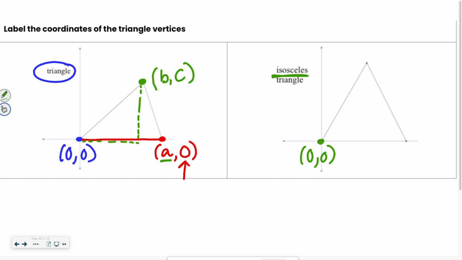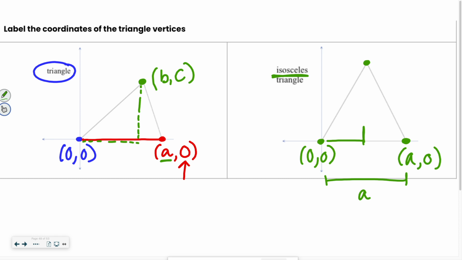All right, let's move over. So if I come over here, well, I don't know how far over I went, so I could call it A. And I went up 0. Now for this vertex angle spot here, that last vertex, something we know about an isosceles triangle is that it's directly in the middle of this side length. So if this whole side length is A, what would the midpoint be? It'd be half of A.